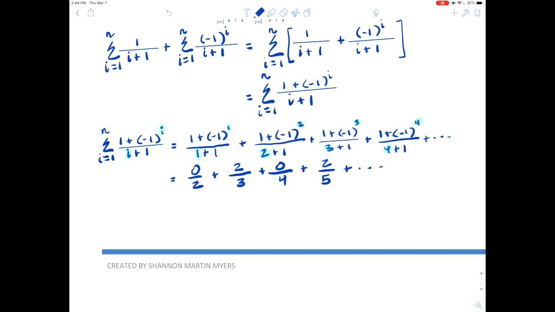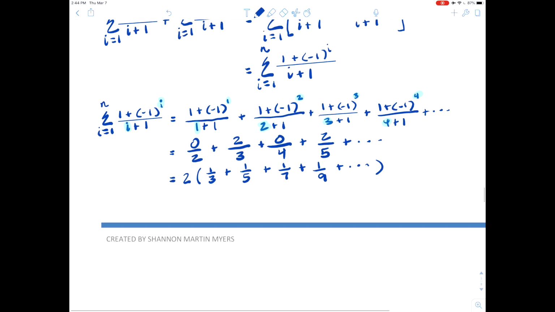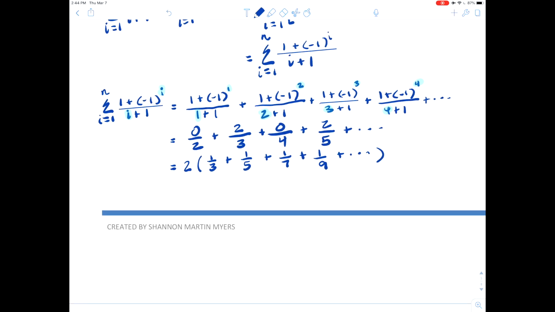So all of the odd terms are zeroing out, and we have a 2 in the numerator. So this would end up being 2 times 1/3 plus 1/5. Do you see what's going to happen? We didn't do those up here, but it'd be 1/7 plus 1/9 plus and so on. Groovy? So now we have to figure out that new general term.